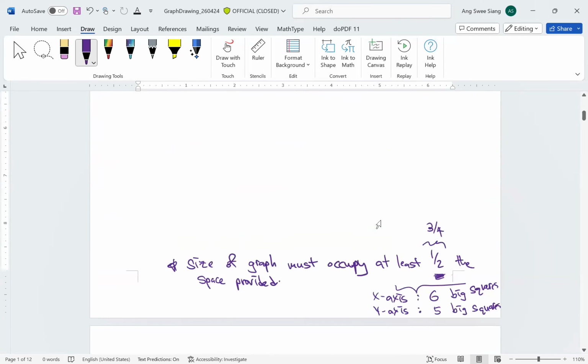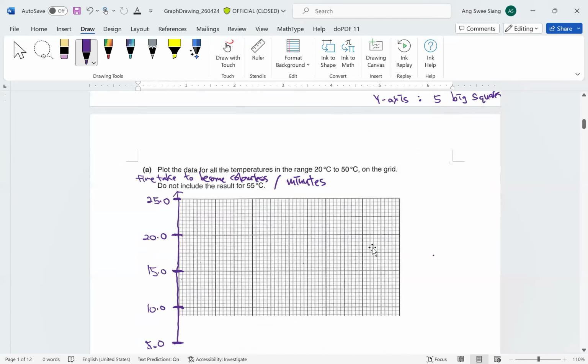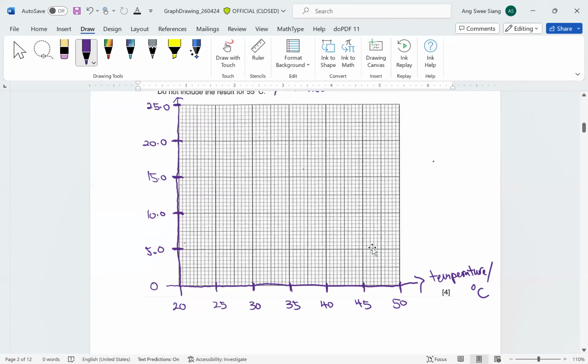Y-axis. By the way, I forgot to mention something. The y-axis is 0.5, so it's to 1 decimal place. That's why when I label my y-axis, I also follow the same, okay? So this one should be 0.0. If you write 0, I can penalize. So follow the number of decimal places in the table.